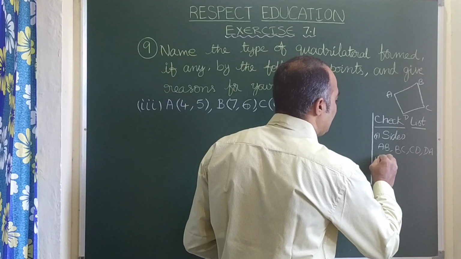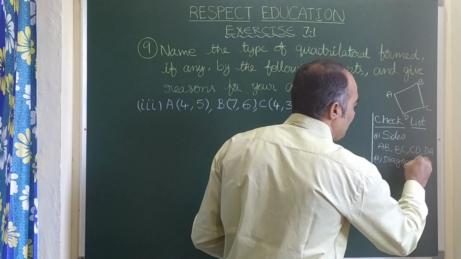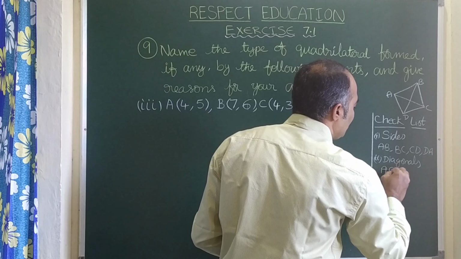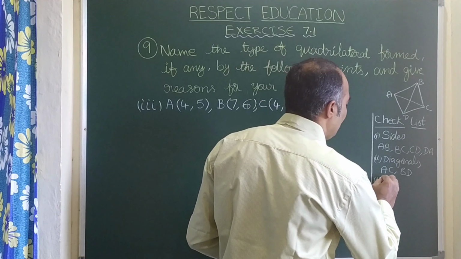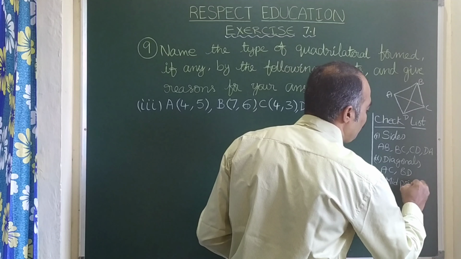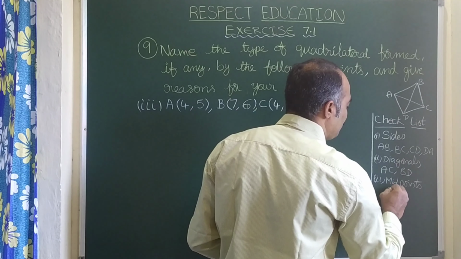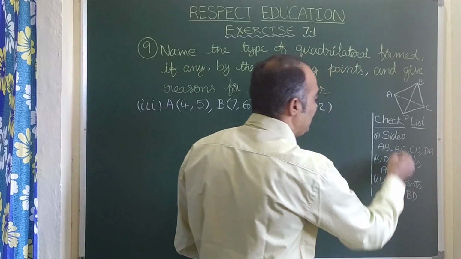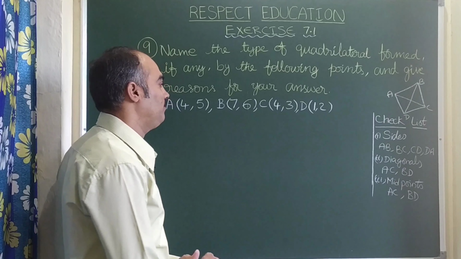And the second case is that we need to find the diagonals. Diagonals means AC and then BD. So we find AC and BD. Third one, we need to find the midpoints. Midpoints of what? Diagonals. Means midpoints of AC as well as midpoint of BD. This is a checklist. With this, now we are going to start the problem.